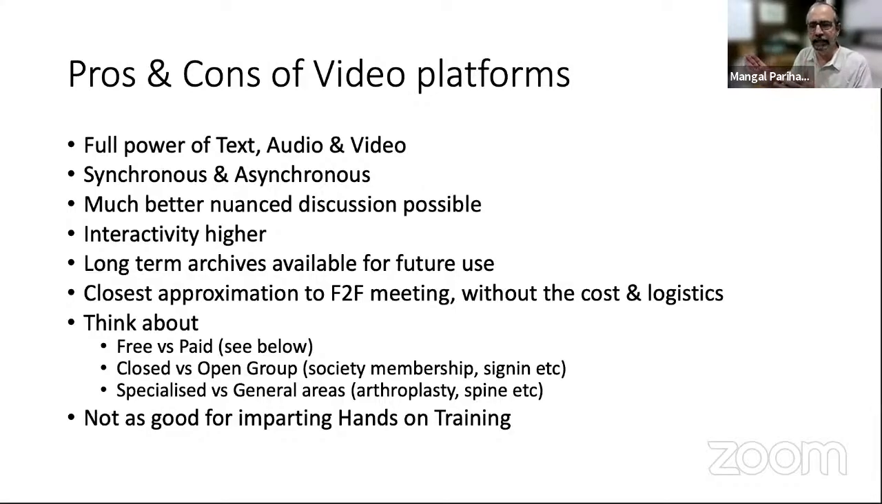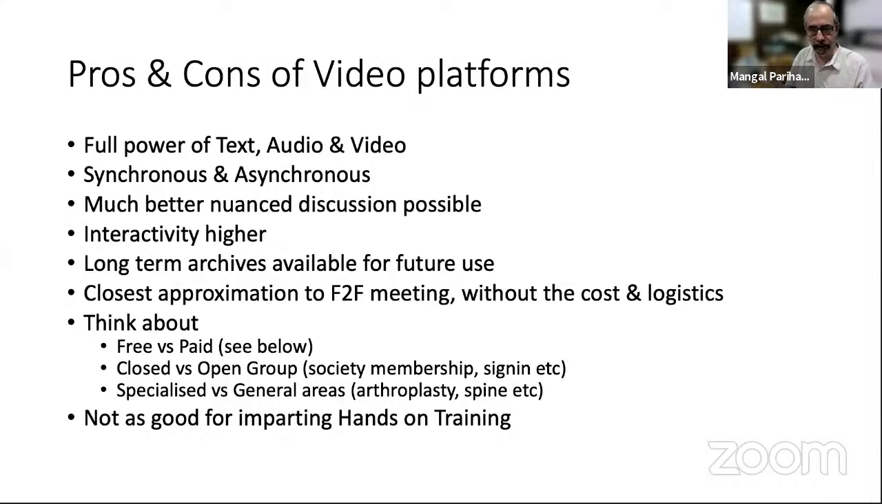A little bit of basic editing, and you can share that up on the web, where somebody else who wants to see how this case was done, they can see it. So with video platforms now, you have the full power of text, audio, and video, and we know that audiovisual is a great way of teaching. And depending on what you're doing, it can be synchronous as well as asynchronous.